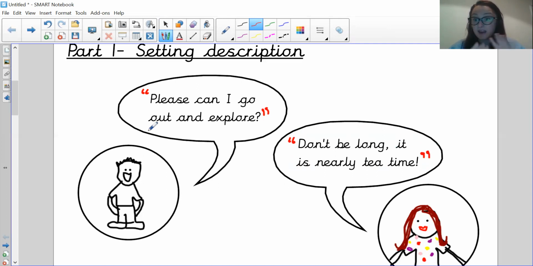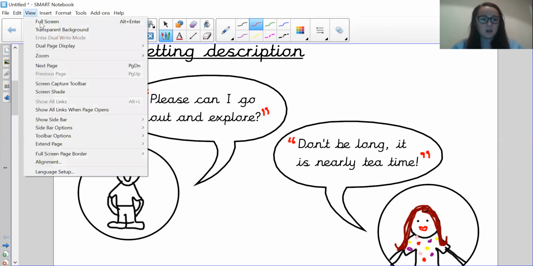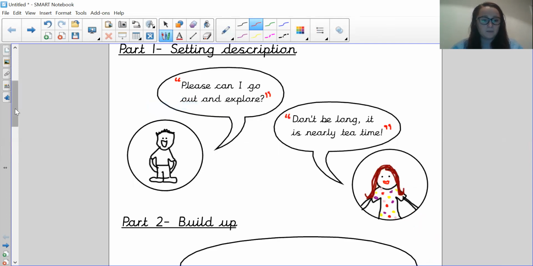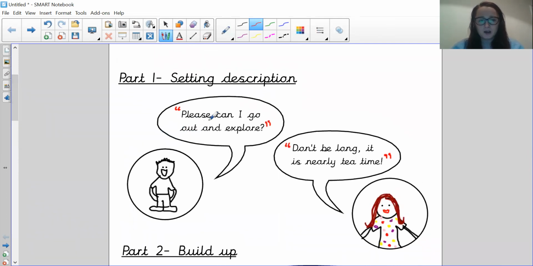And you can set it out in exactly the same way if you want. You could just write Stanley's name or Emily, and then the character that they're meeting, and write the sentence of what they're going to say. But please remember the inverted commas. So if I zoom out a little bit, you will be able to see it a little better. So setting description, please can I go out and explore? Don't be long, it is nearly tea time.